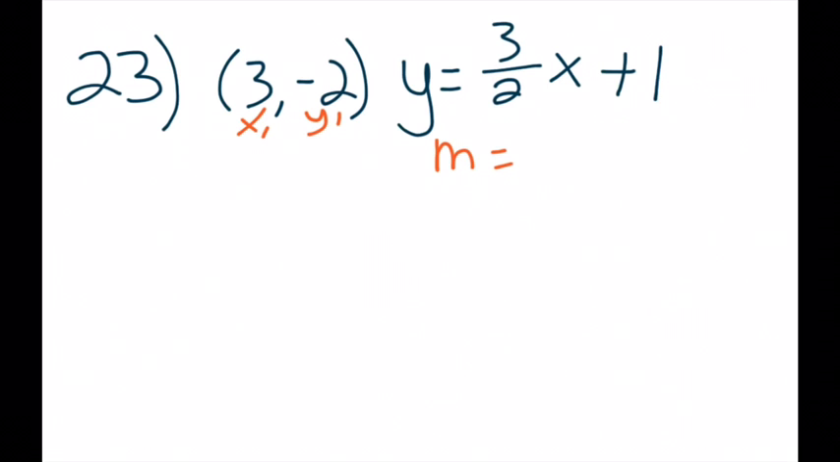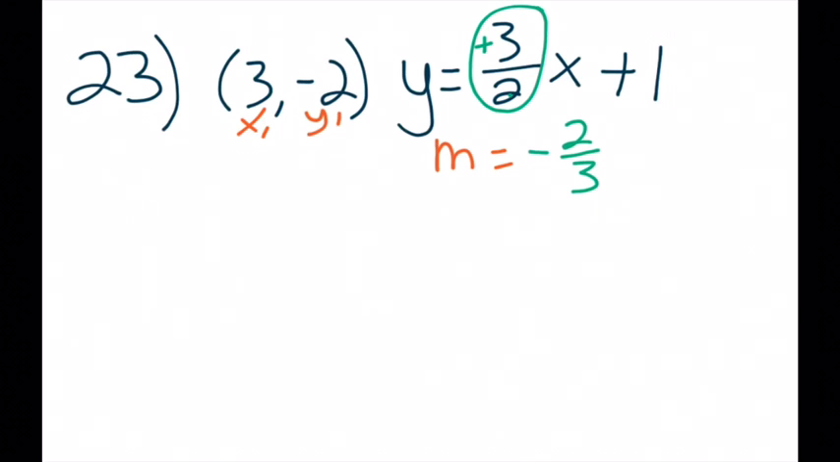Okay, well for 23, if the slope of this line is 3/2, the slope that's going to be perpendicular to that needs to be the opposite reciprocal. This one's positive, so what I'm going to use is negative. If this is 3/2, the reciprocal is 2/3. So the slope I'm going to use is -2/3.